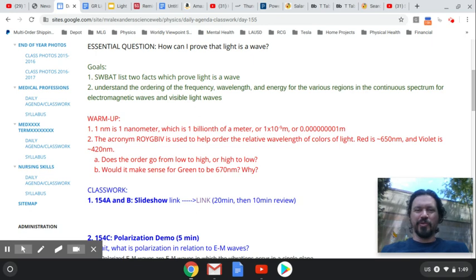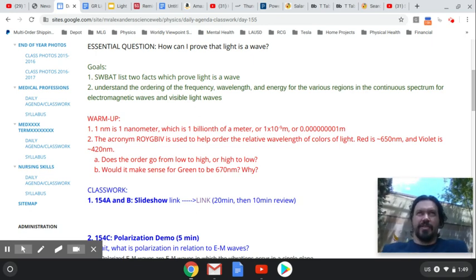All right, very small. You're not going to find it on a ruler, but it's the unit of length that's used to describe the wavelength for lots of waves, including light waves.